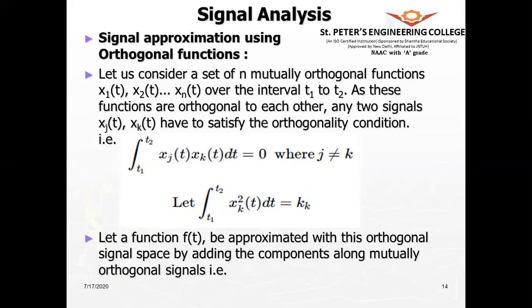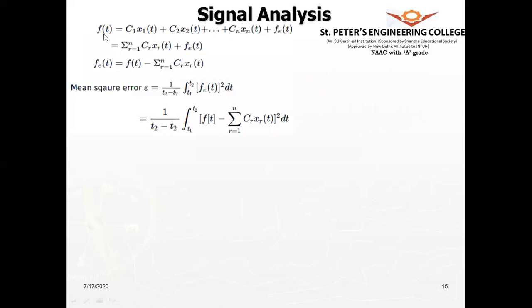So by adding all these components, we get f of t is equal to c1 x1 of t plus c2 x2 of t, etc. up to plus cn xn of t plus fe of t, where fe of t is the error function. So we can write it in a concise form as sigma r is equal to 1 to n cr xr of t plus fe of t, from which we can compute fe of t is equal to f of t minus sigma r equals 1 to n cr xr of t.